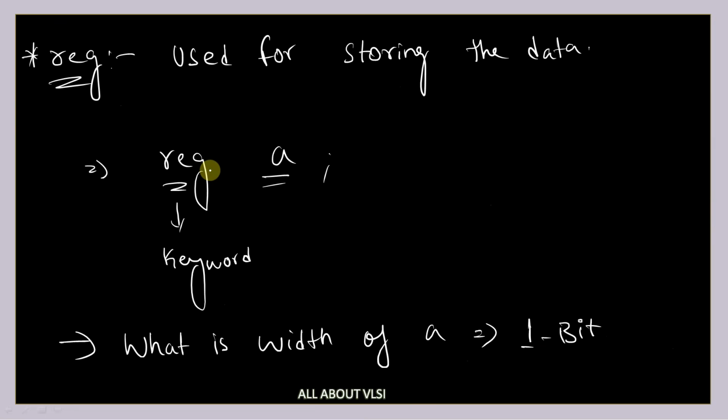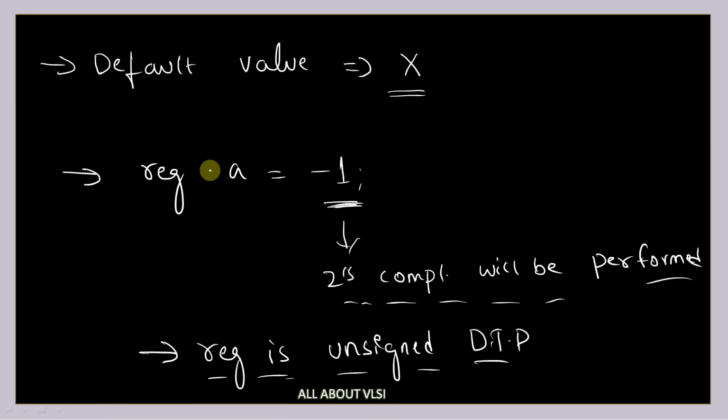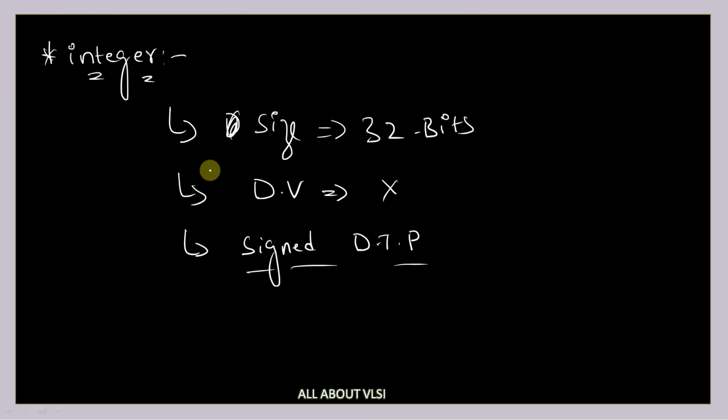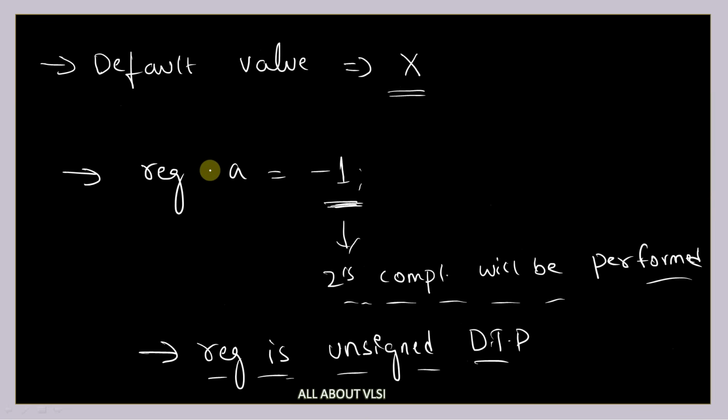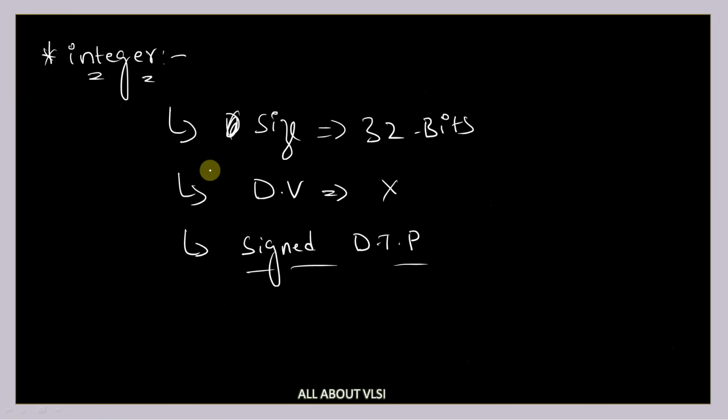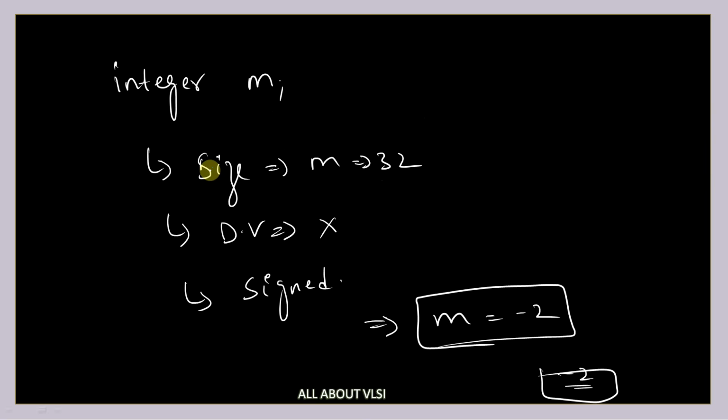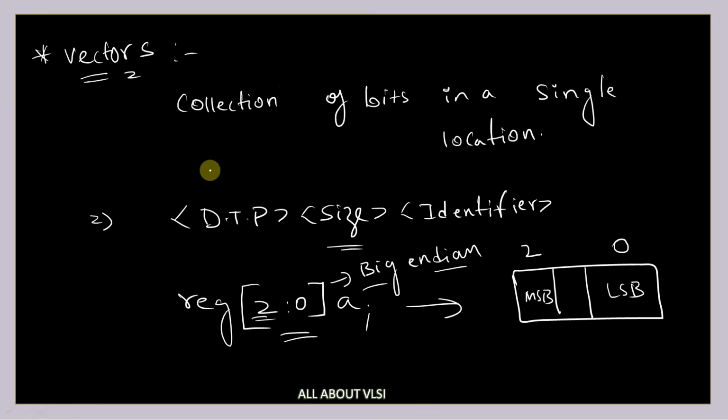We have seen the default value, the default width, and that it is an unsigned data type. After that, we started with our integer data type. We have seen our integer data type and the real data type.